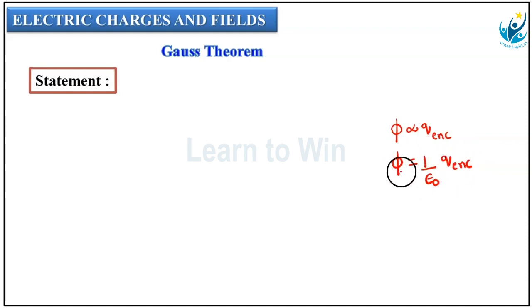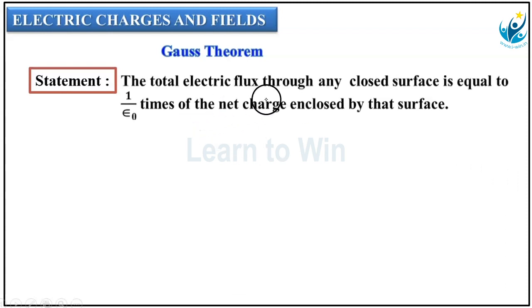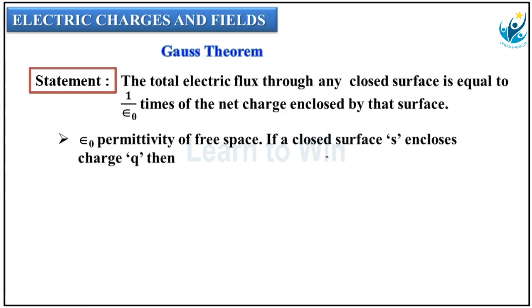This is the statement of Gauss theorem. Once again, the statement of Gauss theorem: the total electric flux through any closed surface is equal to 1 by epsilon naught times the net charge enclosed by that surface. Here, what is this epsilon naught? Epsilon naught is the permittivity of free space.